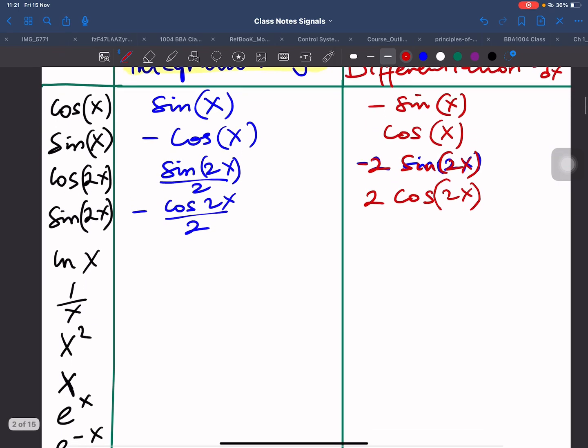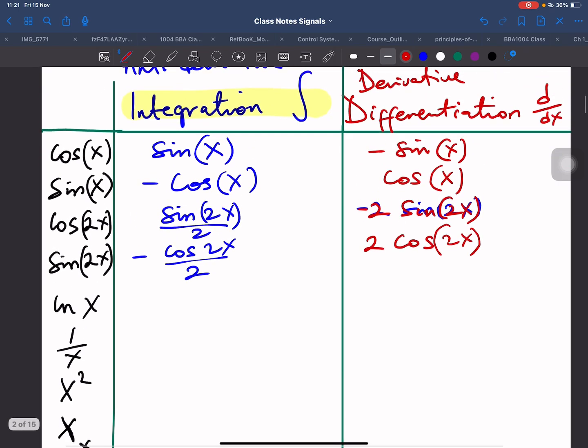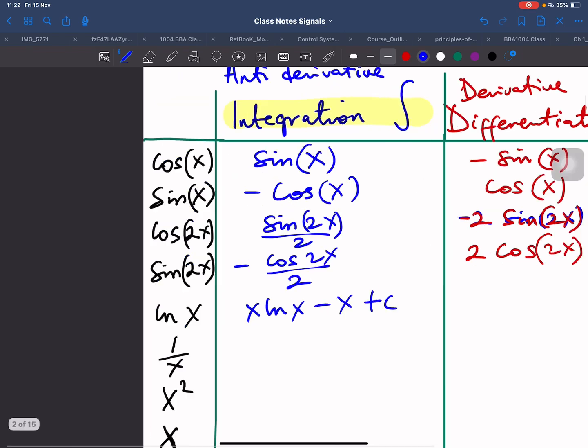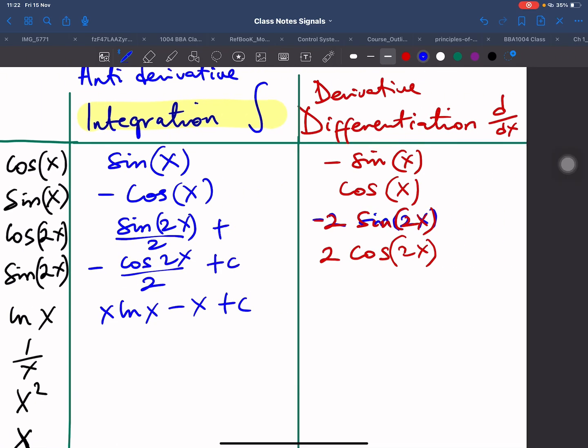Now talk about ln x. If you integrate the ln x function, what do you get? I will solve it later, but I will just write the answer here. The answer is x ln x minus x plus c. Remember, all integration will have plus c, while all differentiation has dx. Even if I don't put it, what is more important is to get the proper value.